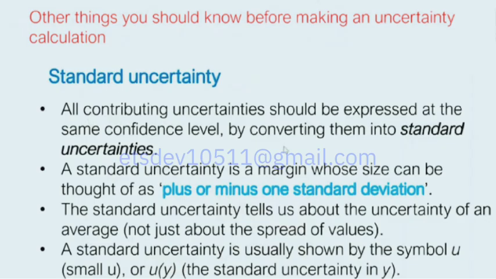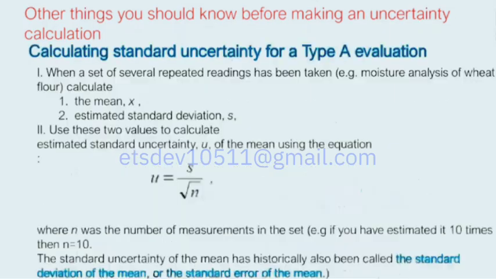the contributing uncertainties and calculate the standard uncertainty for each one. And that, as I said, will be represented by u, as you will see. Then you see whether the standard uncertainty is a type A or a type B. And if it is a type A, the standard uncertainty is equal to the standard deviation divided by the square root of n, where n is the number of measurements that you have made.